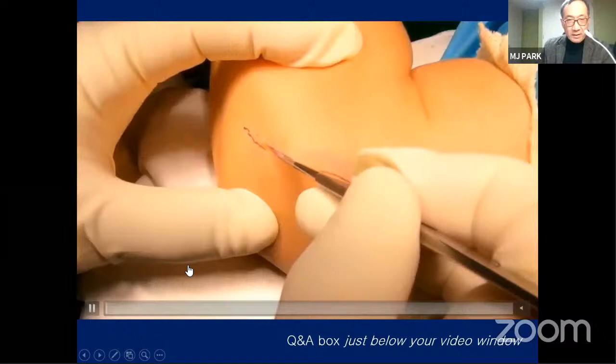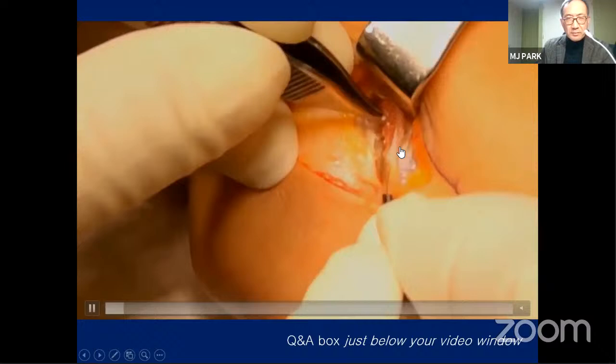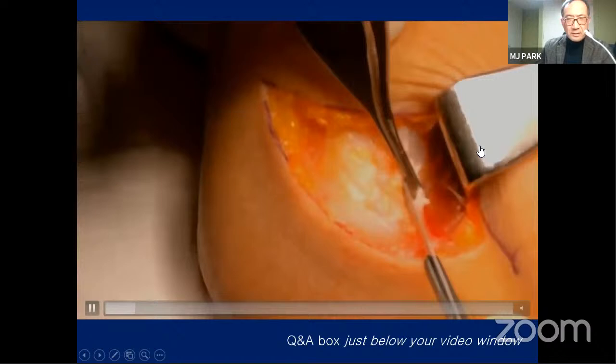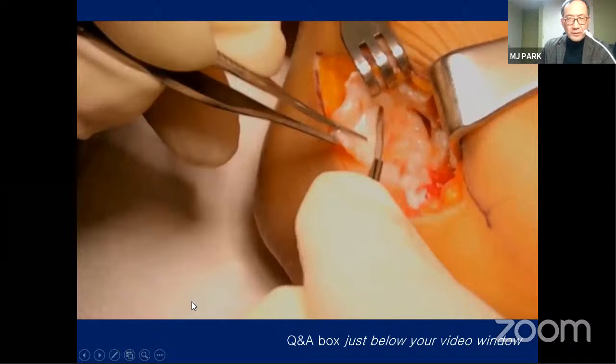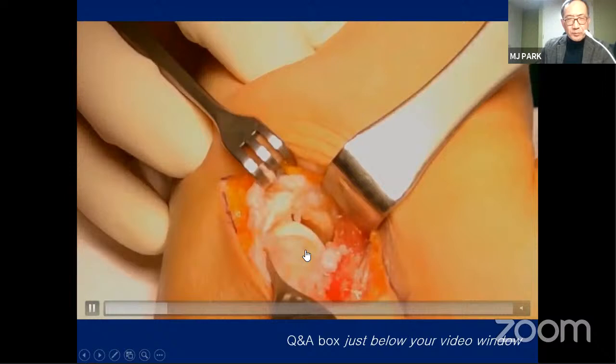So after the skin incision, first I dissect between the ECRL muscle and the ECRB tendon. And I excise the degenerated muscle lesion. So after removing the lesion of the lateral epicondylitis, the bone is exposed. And I found that the ligament is very, very poor and has no function.